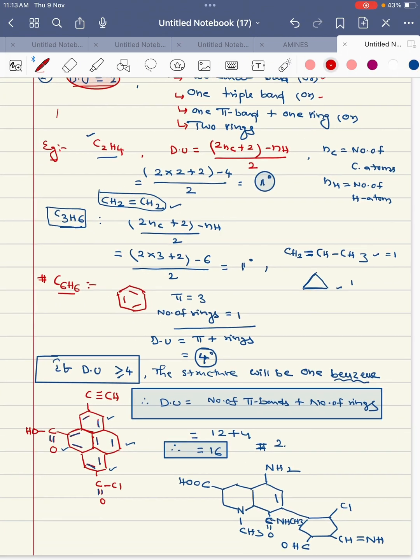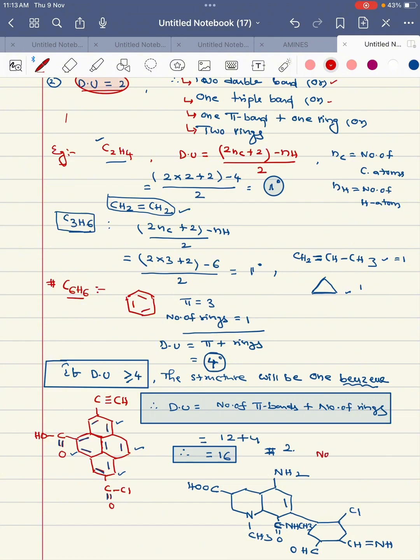My dear students, guess how many pi bonds will come here. The number of pi bonds plus the number of rings is nothing but your DU. What is the DU here? Now here one pi bond is there, and here also one pi bond is there. This will be written like this also, no? It is OH. Here also one pi bond. Here also one pi bond.